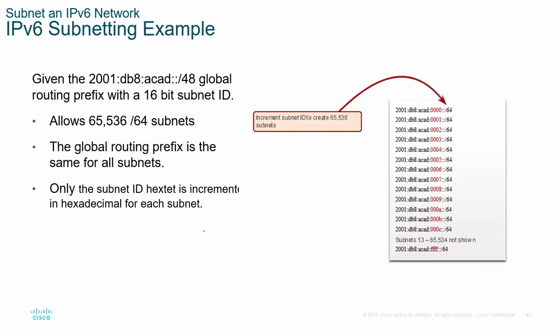How do we actually subnet? It's very easy. If you look at this example, we have the network 2001:DB8:ACAD::/48. That is the global routing prefix that we have. To add to that, we have these 16 bits in red. Those numbers in red are our 16 bits which are used for the subnet ID. We only have 4 digits there because the representation of those 16 bits is in hexadecimal.